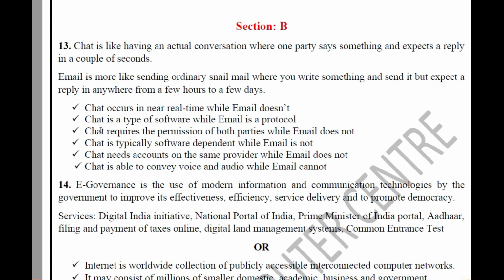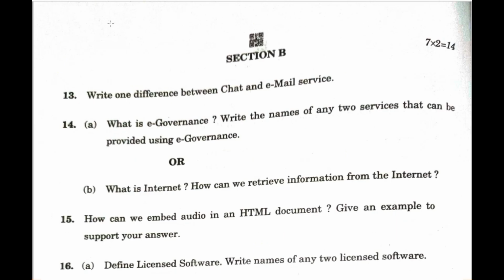Some other differences are given there, like chat occurs in near real time while email doesn't. Chat is a type of software while email is a protocol. Chat requires permission from both parties while email does not. And chat is typically software dependent while email is not. Chat occurs on the same provider while email does not, and chat is able to convey voice and audio while email cannot. So this is the difference between chat and email.